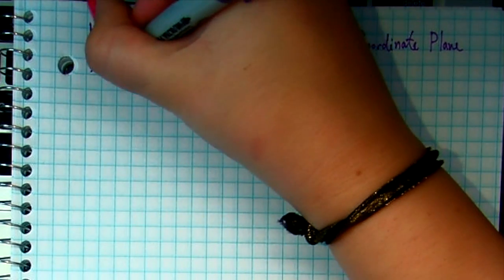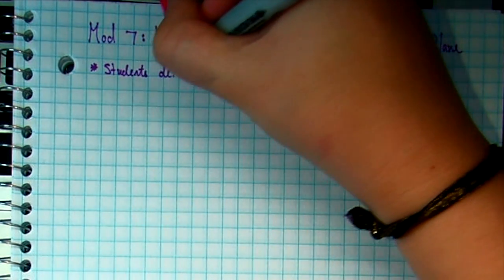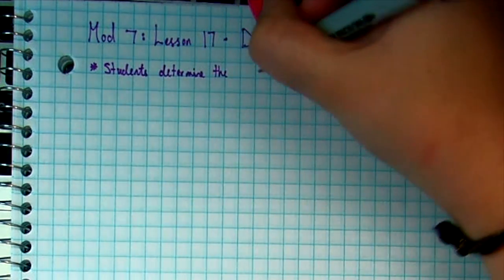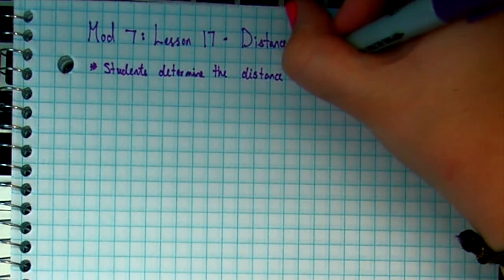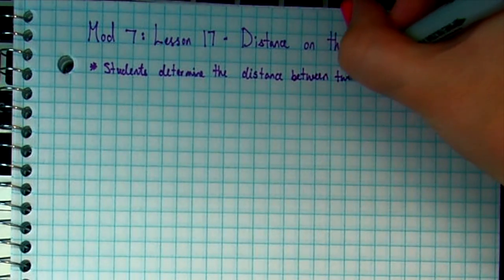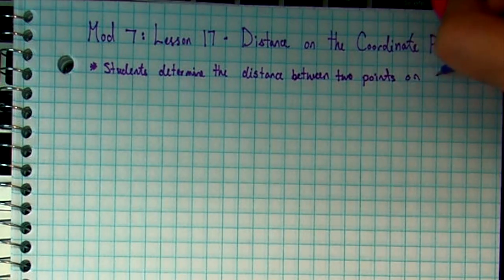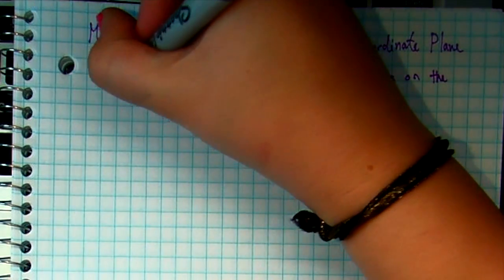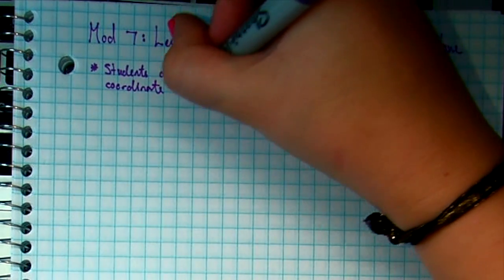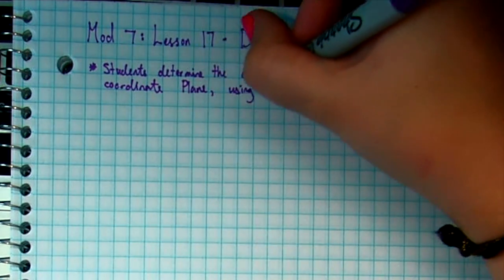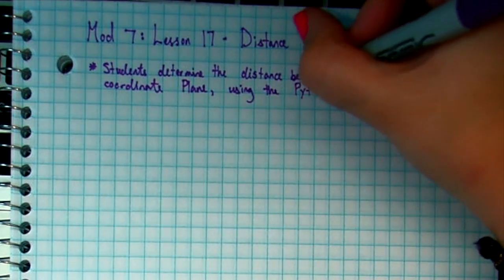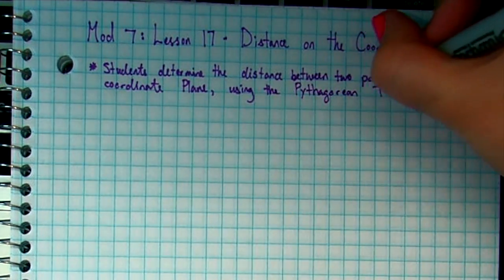with our first objective being: students determine the distance between 2 points on the plane using the Pythagorean theorem.